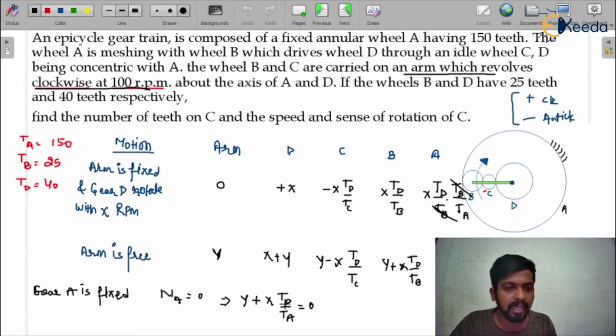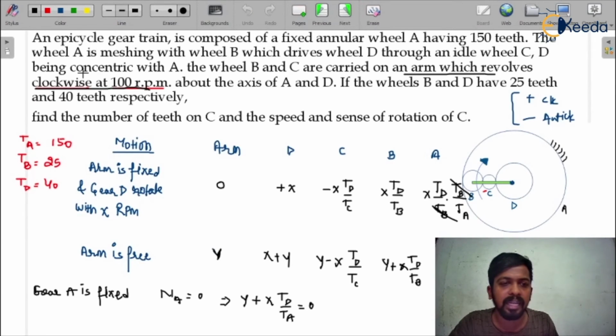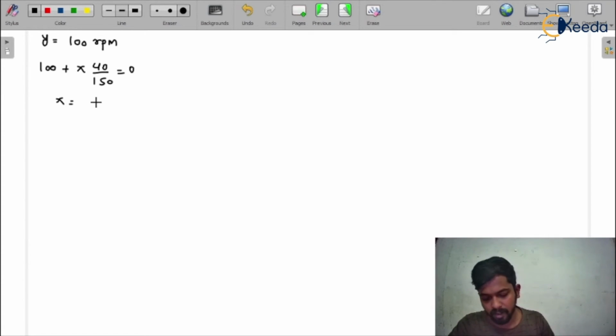And td is given, ta is also given, so we can calculate the value of x. Okay, so td is 40 and ta is 150. We just have to put the value, and that is 100 plus x. td is 40 and ta is 150, and solving this you will get the value of x. I'm just calculating using the calculator. You have to try it.